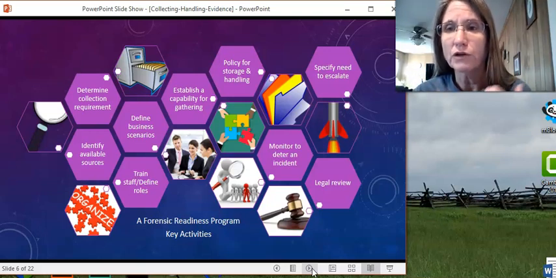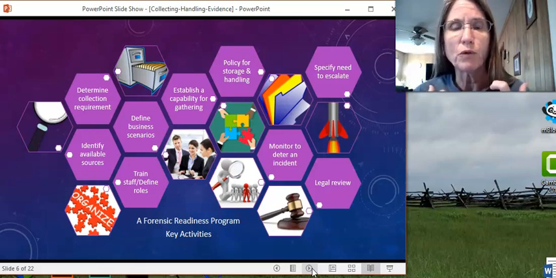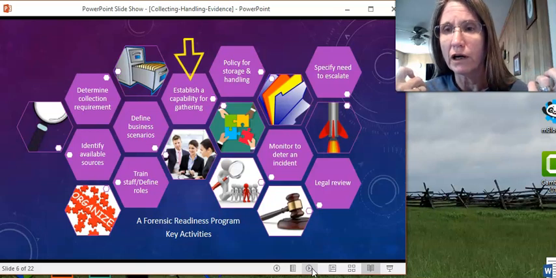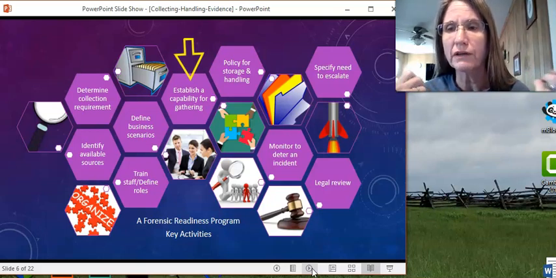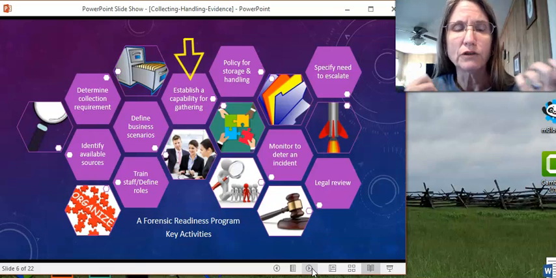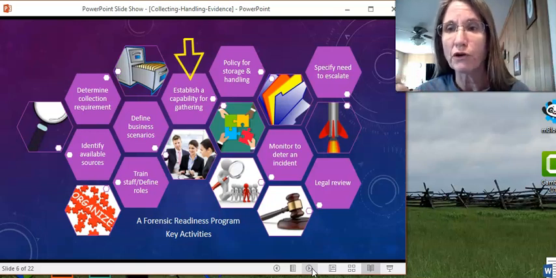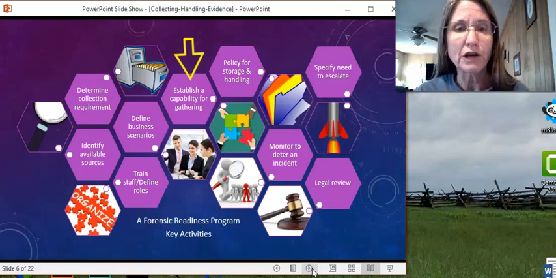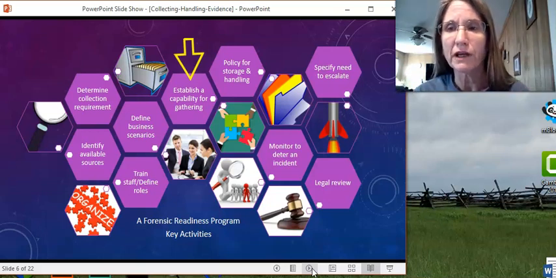Not only do we have requirements for the collection of information, but we need to establish a capability for completing this gathering. So, do we have the proper storage facilities? Do we have personnel that are trained in these activities? This is something that we also have to really think through deeply when developing our forensic readiness program.